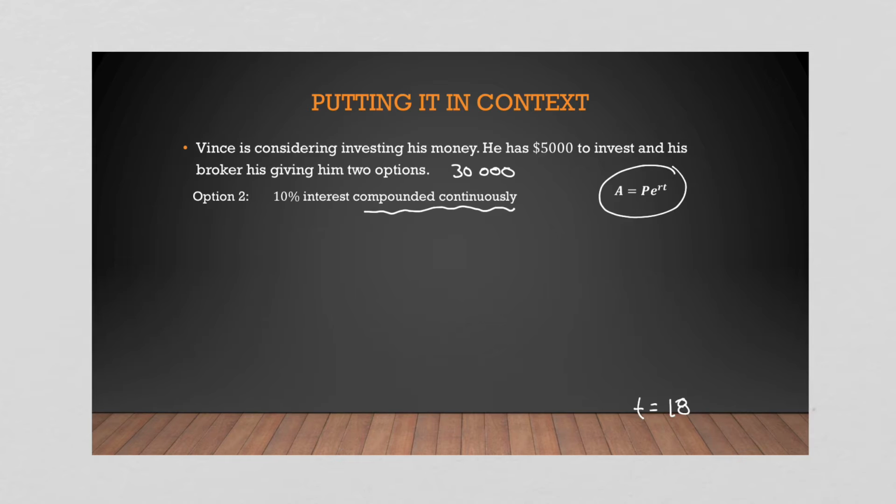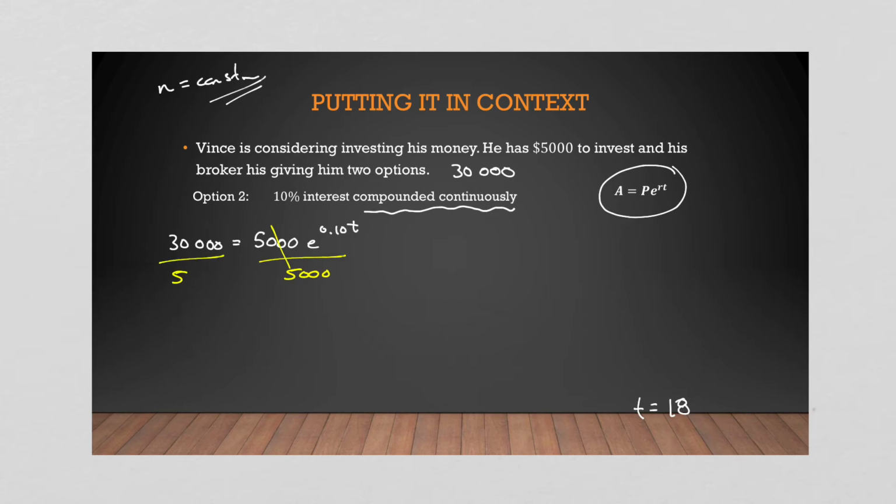Because in this case, you can do the same thing. 30,000 equals 5,000, but in this case times e to the power of r, which is 0.10, times t. So in this case, we don't worry about n, right? Because n is continuous, and that's what gives us the e constant. Now again, divide both sides by 5,000.